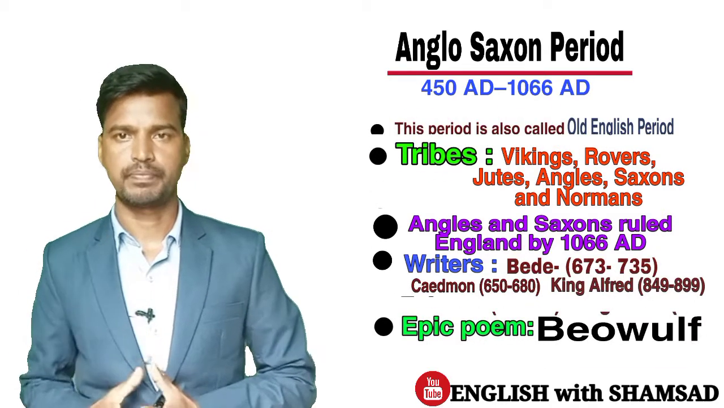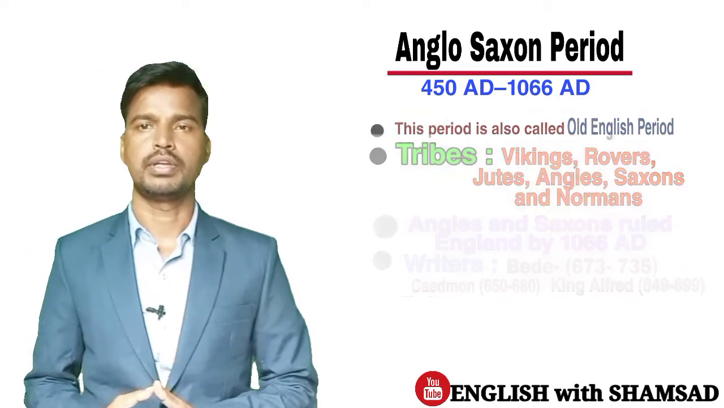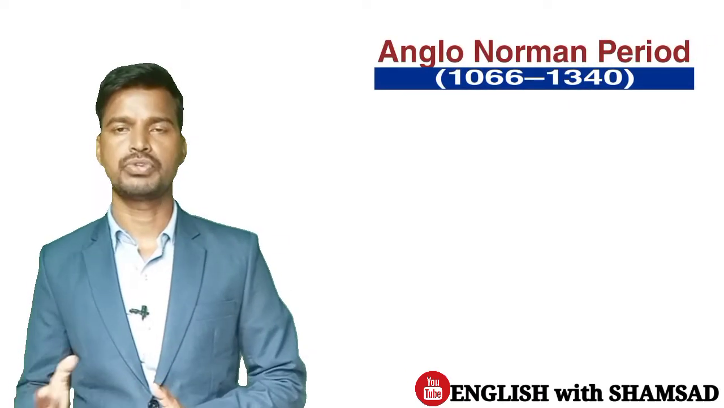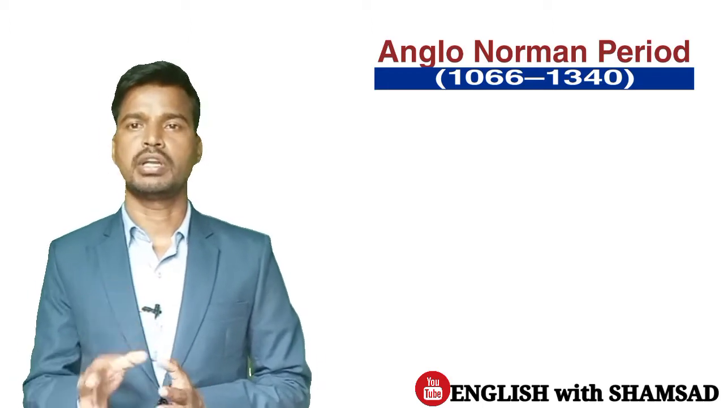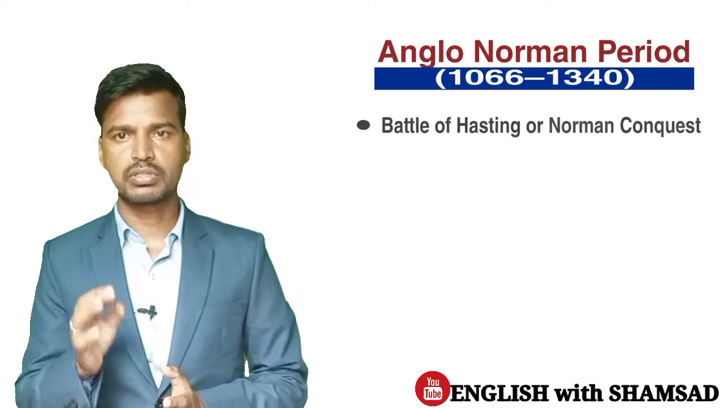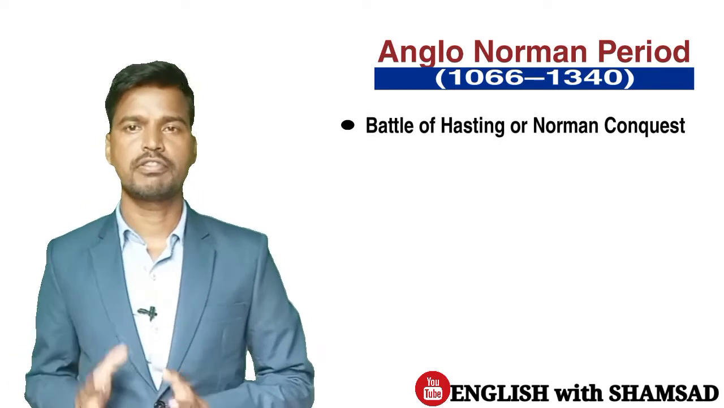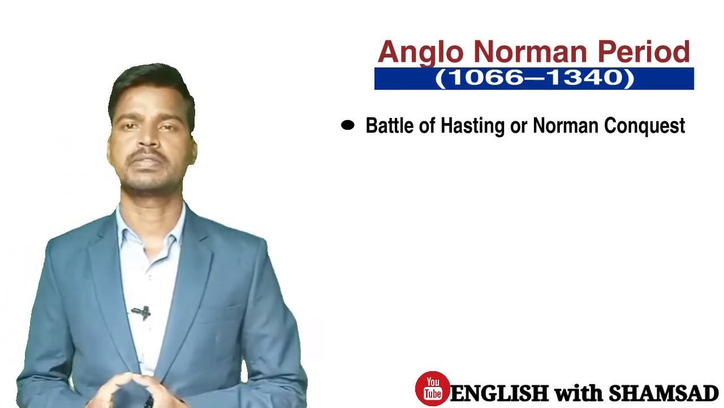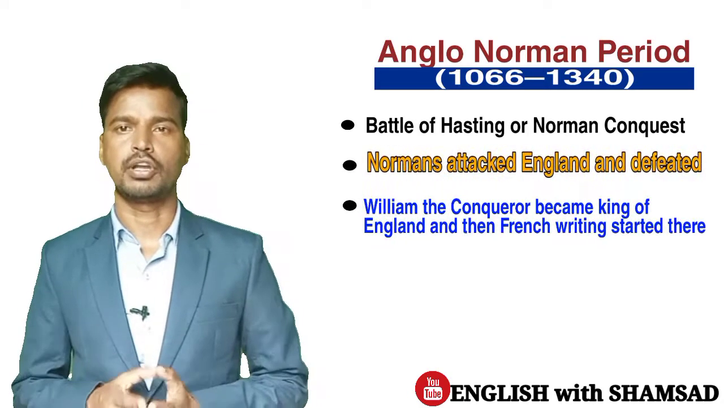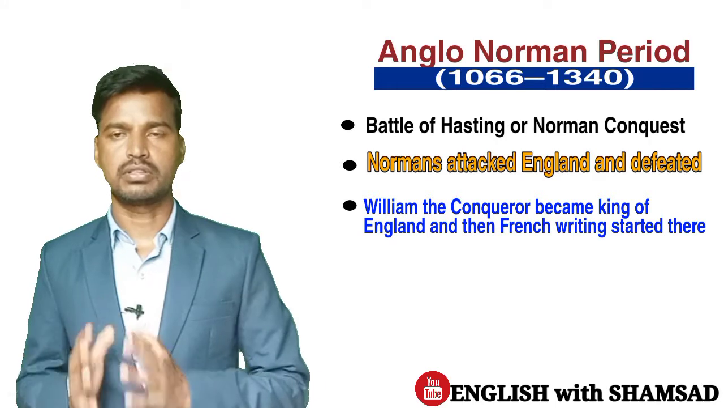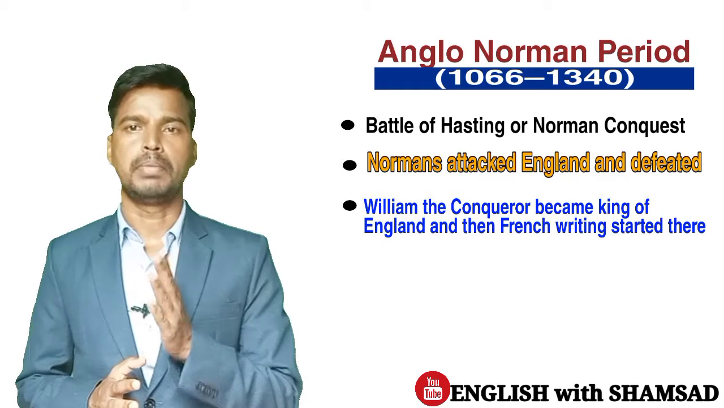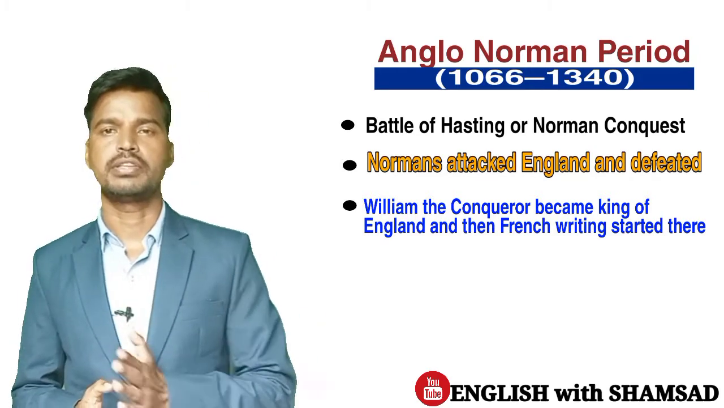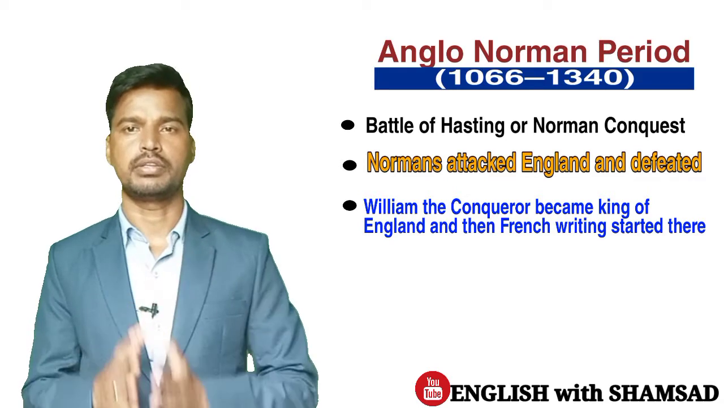Next period, under the history of English literature, is the Anglo-Norman period. Time duration 1066 to 1340. This age is also called the Norman Conquest as well as the Battle of Hastings. In 1066, Normans attacked England and defeated it. Thereafter, William the Conqueror became King of England. That is called the Battle of Hastings. And then French writing started in England.